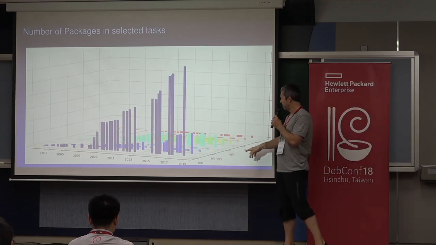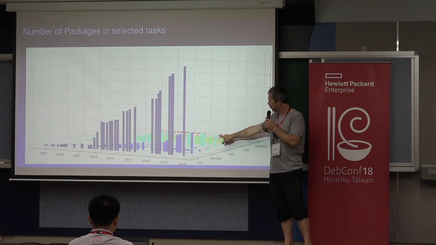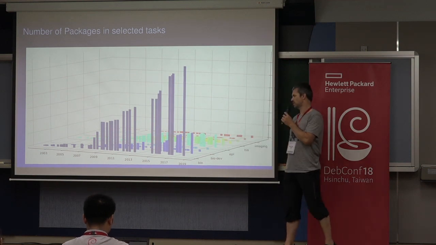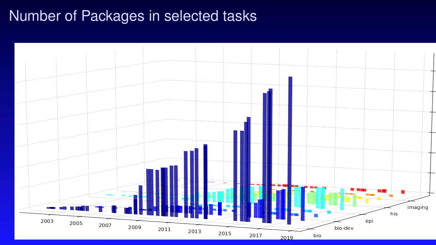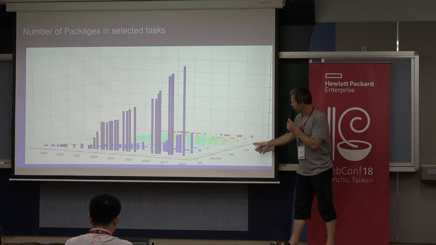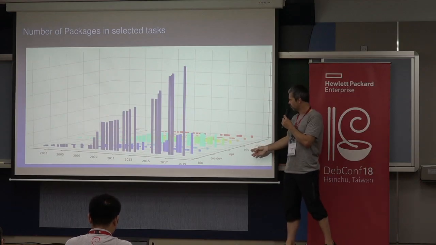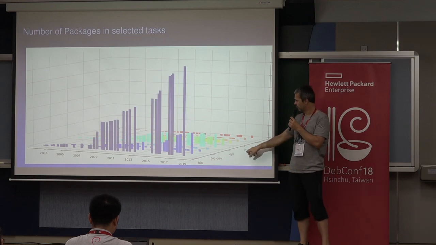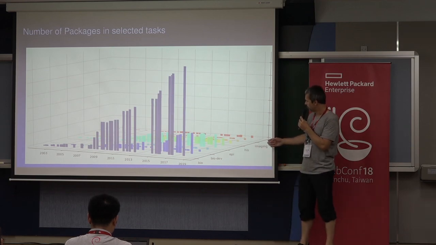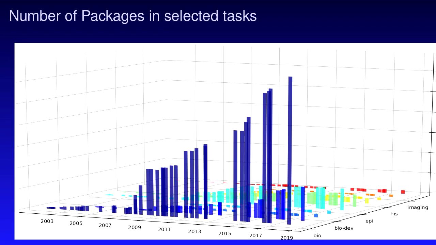We have some packages for epidemiology. It's more or less statistics, some R packages. We have a few packages which can be used in hospitals, or hospital information systems. We have something for medical imaging. But you see, the main focus of Debian Med, if you just calculate the number of packages, is in biology.